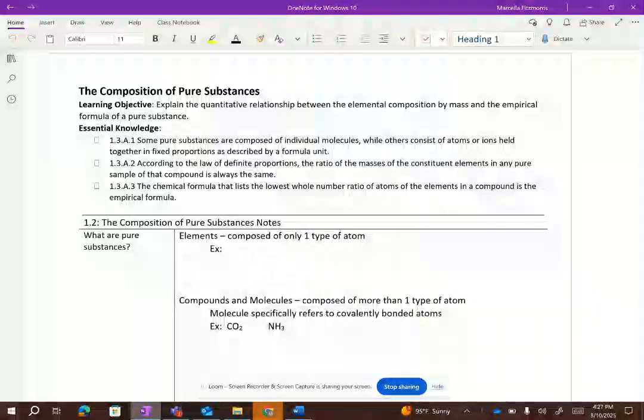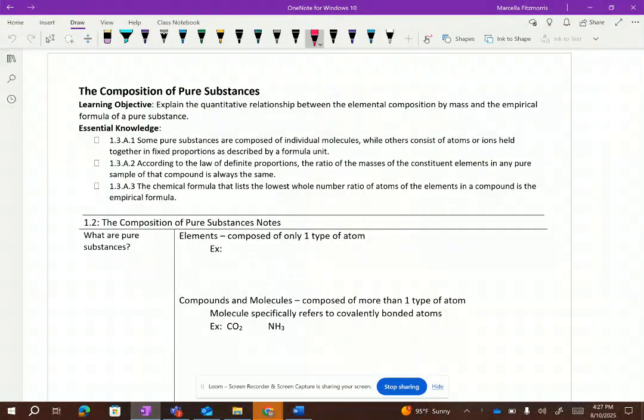Okay, guys, today we're going to learn about the composition of pure substances. Our learning objective is to explain the quantitative and numerical relationship between the element's composition by mass and what's called the empirical formula of a substance. And these are about pure substances.